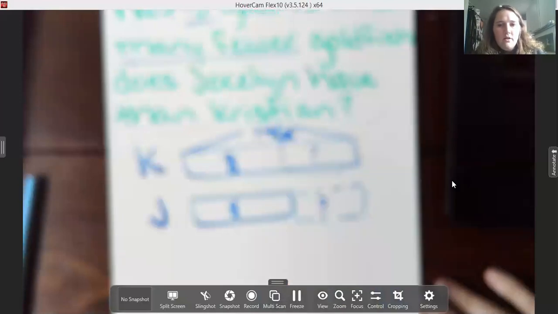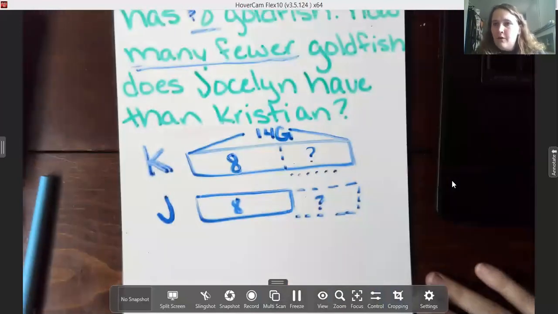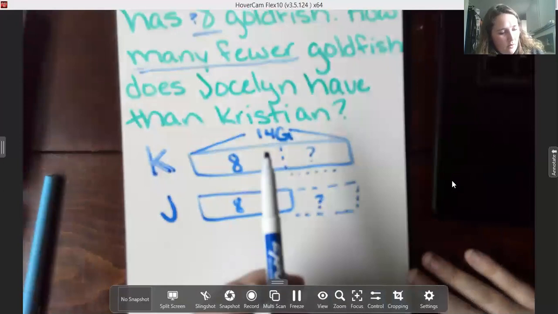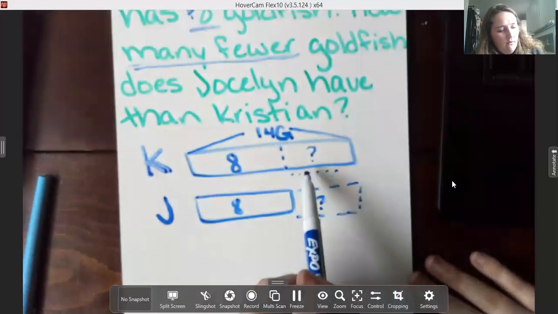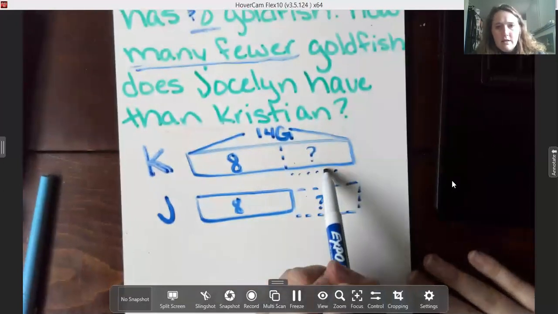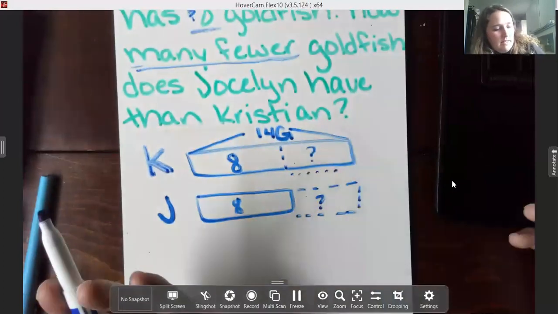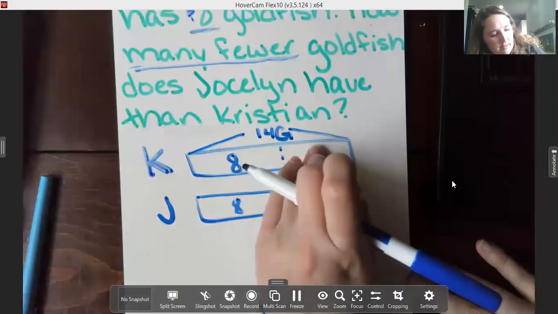Okay, so I drew little dots while I was counting on, and now I'm just going to count those and figure out this missing part. 1, 2, 3, 4, 5, 6. So what is that missing part? That missing part is 6.